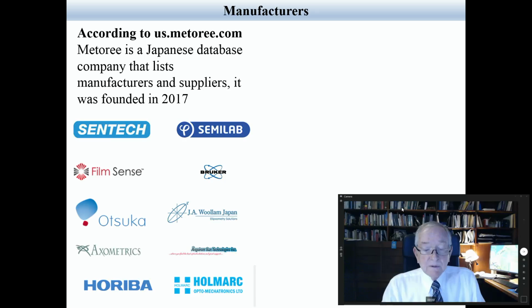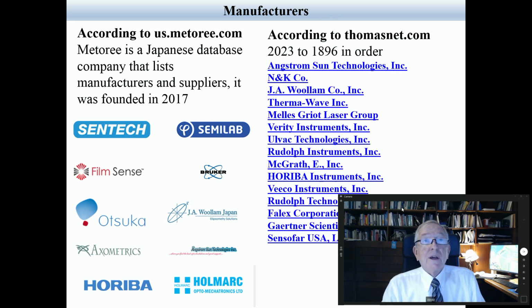There are many companies that make ellipsometers. There's a list of a few, and in addition to that, there's another list here. So you can see that's more than one company that makes instruments to do ellipsometry measurements.